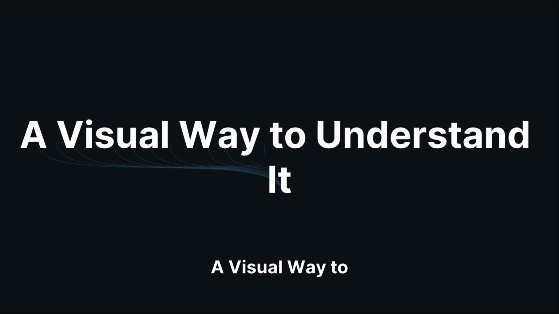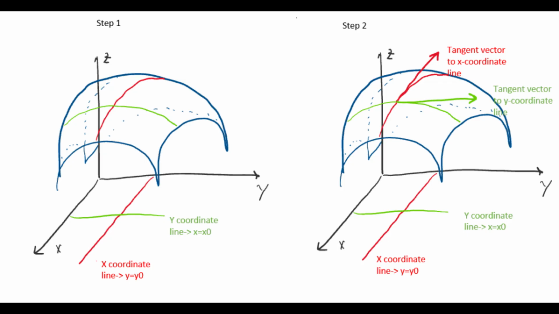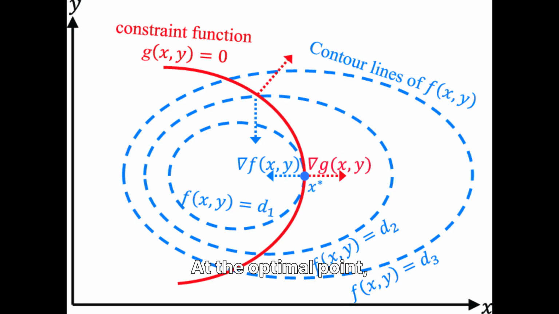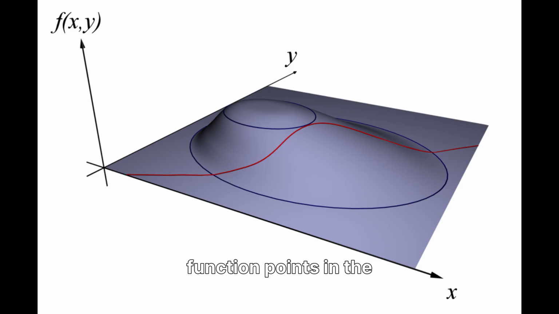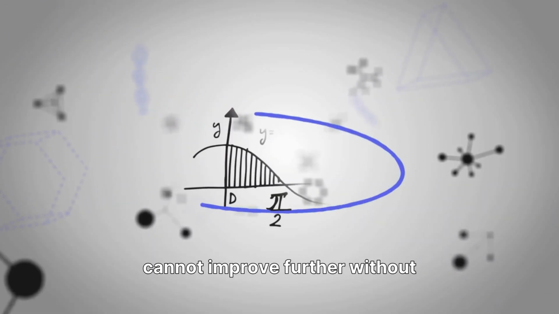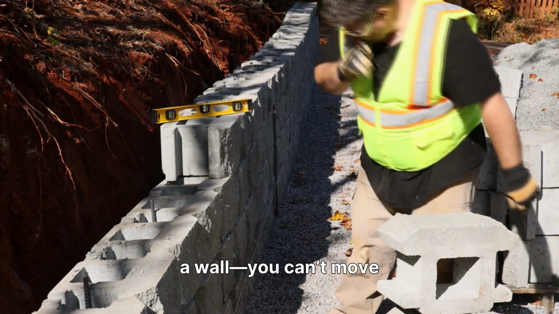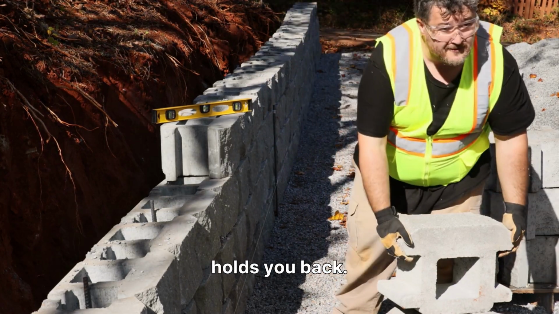A visual way to understand it. Imagine the constraint as a path you must follow. Imagine the function's gradient as an arrow showing the direction of steepest increase. At the optimal point, the direction you'd like to move to increase the function is blocked by the constraint. The gradient of the function points in the same direction as the gradient of the constraint. That alignment signals you cannot improve further without breaking a rule. It's like pushing against a wall. You can't move forward because the constraint holds you back.